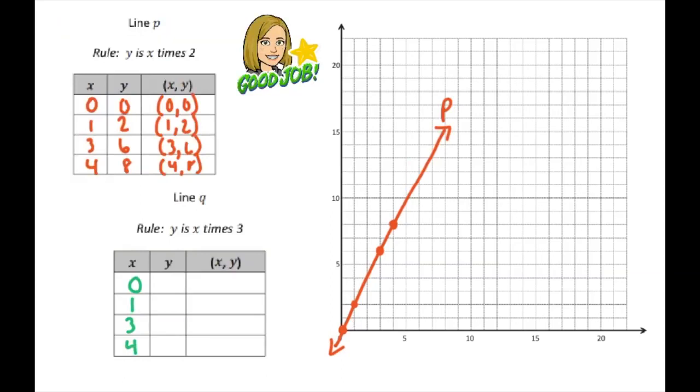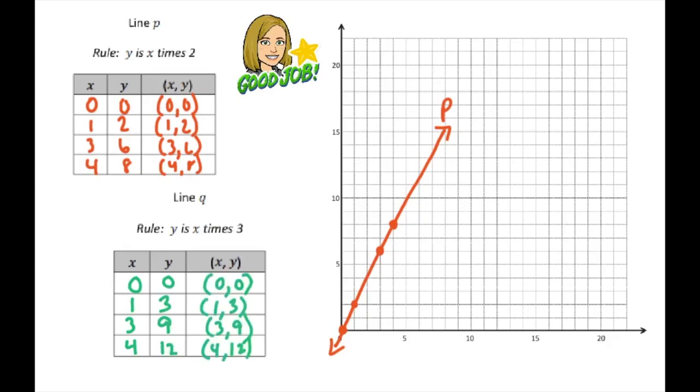All right, so now we have another line. We have line Q. The new rule for line Q is y is x times 3. So go ahead and complete the same task. Pause the video, find the coordinate pairs for line Q, plot your points, and once you have finished all of that work, go ahead and press play and we can talk about it.